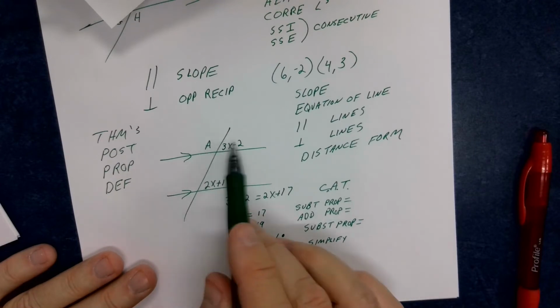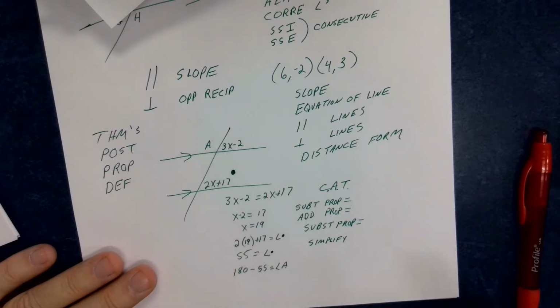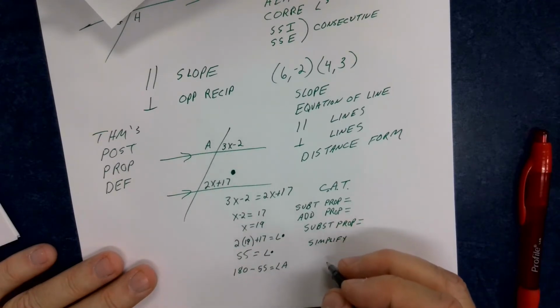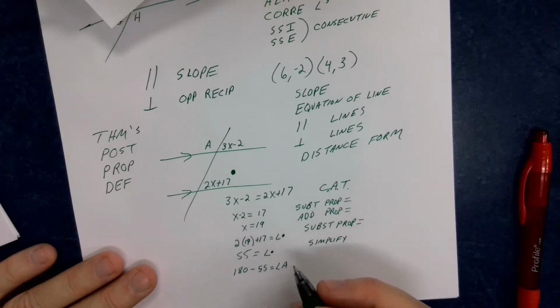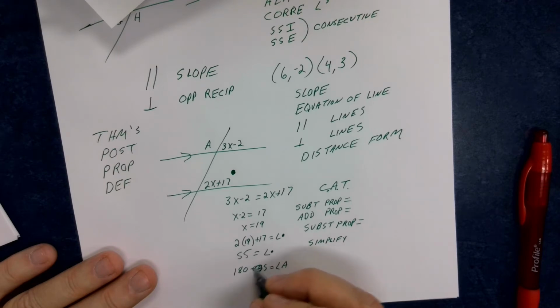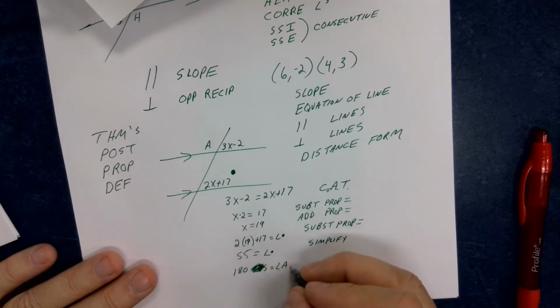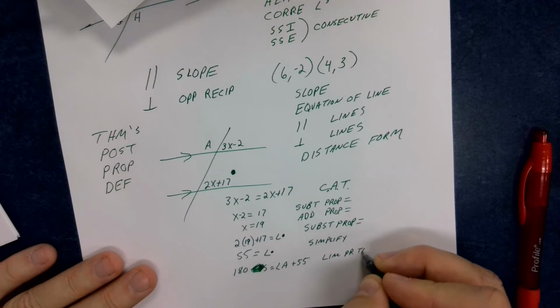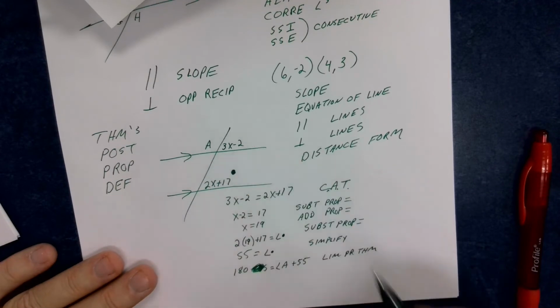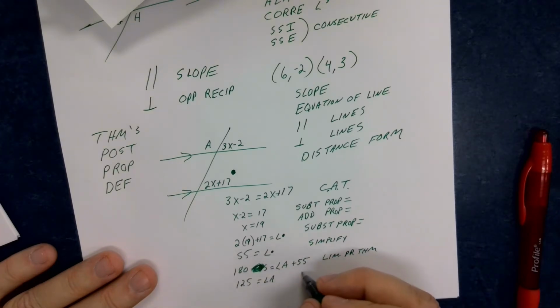And we know that those two things are supplementary, so that they add up to 180. So I kind of did it in two steps. Maybe I should have done it this way: 180 is equal to angle A plus 55, by the linear pair theorem. Since that's 55, I can subtract it, and angle A equals 125.